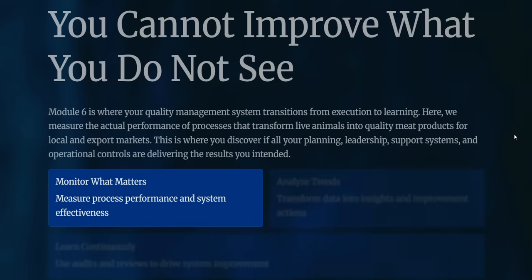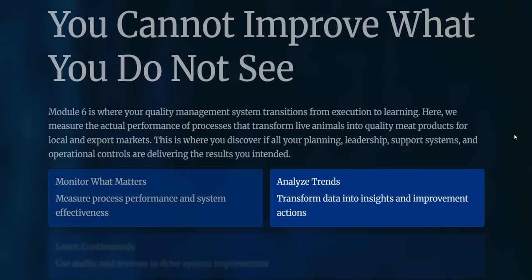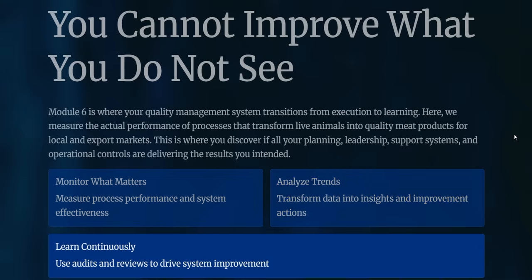Today, we will cover how to monitor what matters, and that means measure process performance and system effectiveness. Also, we will analyze trends, which means transforming data into insight and improvement actions. And also, we will apply learn continuously, which means using audits and reviews to drive system improvement.